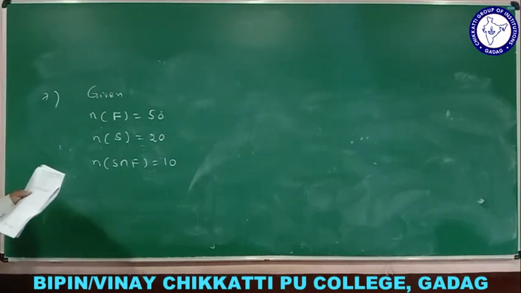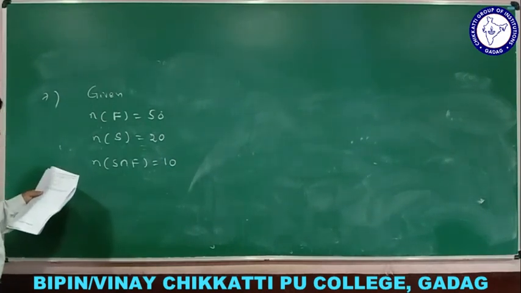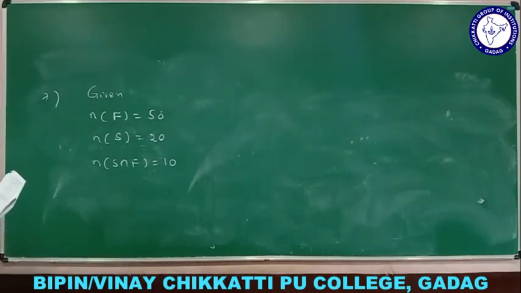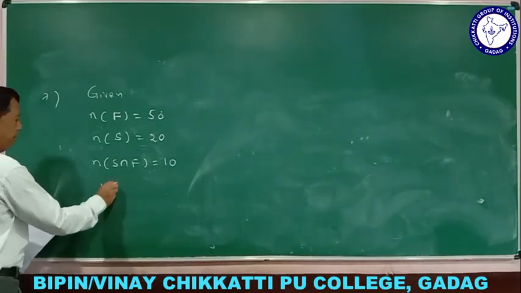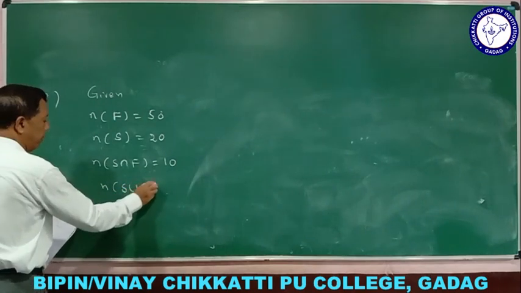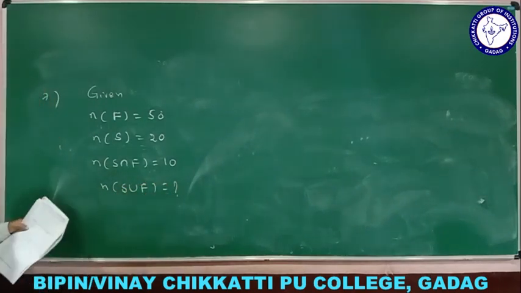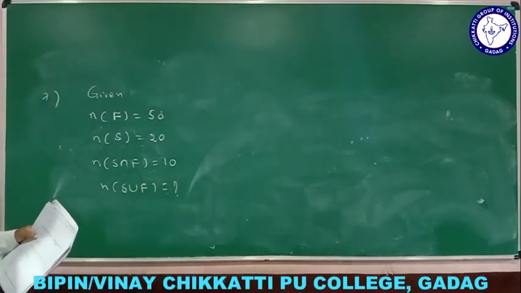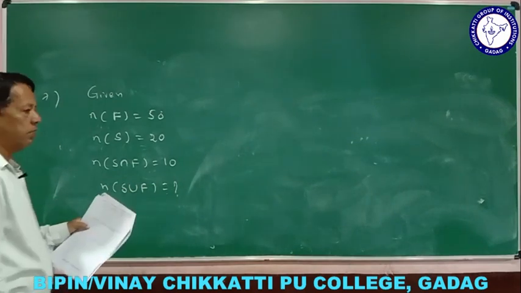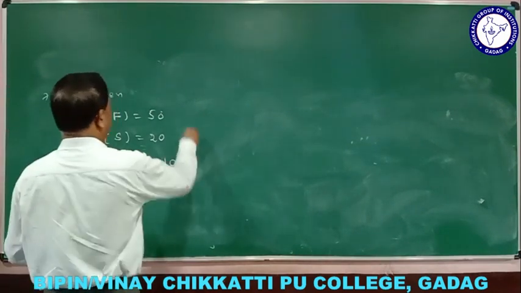And how many speak at least one of these two languages? 'At least' means always you understand the union: N of S union F. So you have to make out this understanding. 'At least' means union, because it is always a union of two sets. So we have the formula.